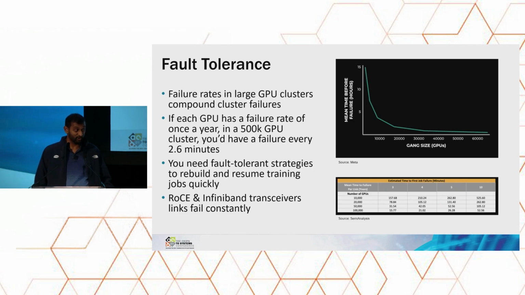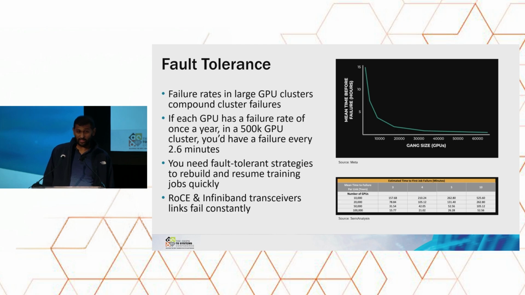If your training run fails because an optic failed, then you need to restart the whole training run. So you need to build many fault-tolerant strategies to either restart and resume training runs quickly, or route around failures. This is a tremendously difficult task. RoCE, InfiniBand, those links fail, the transceivers fail constantly. And that's just one example.